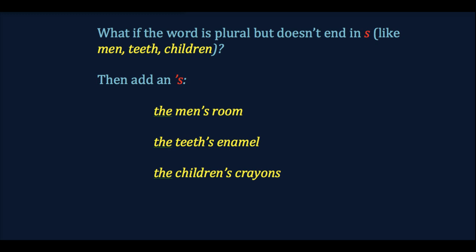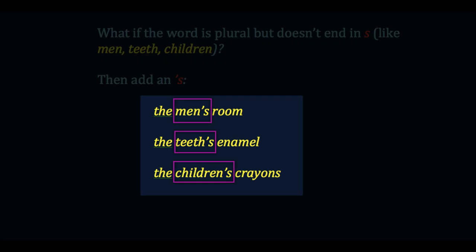So again, establish the plural word. So we have men, and then the apostrophe comes after it. The men's room, the teeth's enamel, the children's crayons. All right, so all three are plural possessive, but they are in a very unique category. 98% of nouns have an S that comes right after the word itself, but not these unique words.